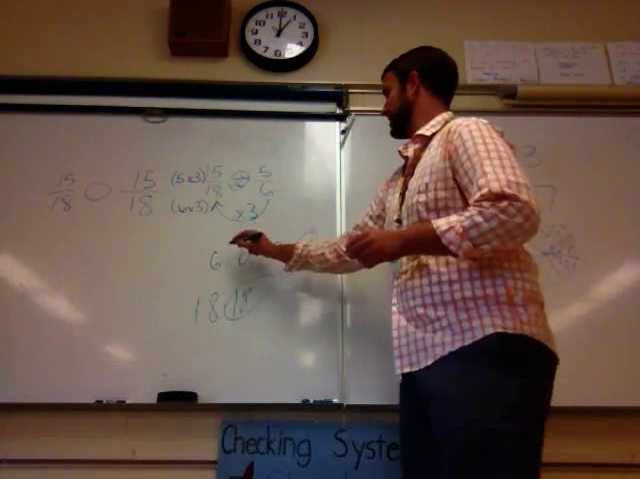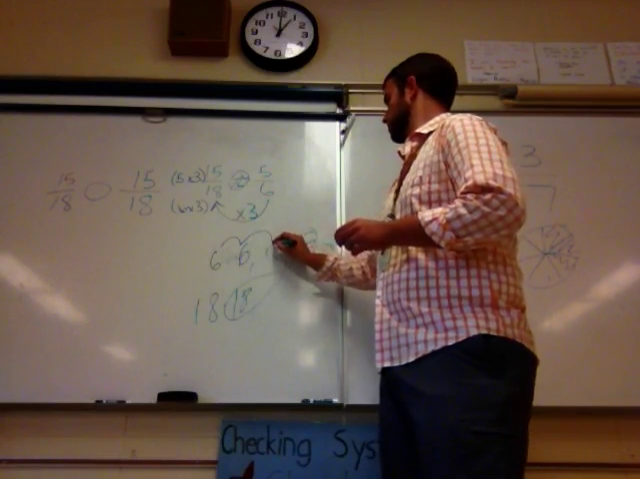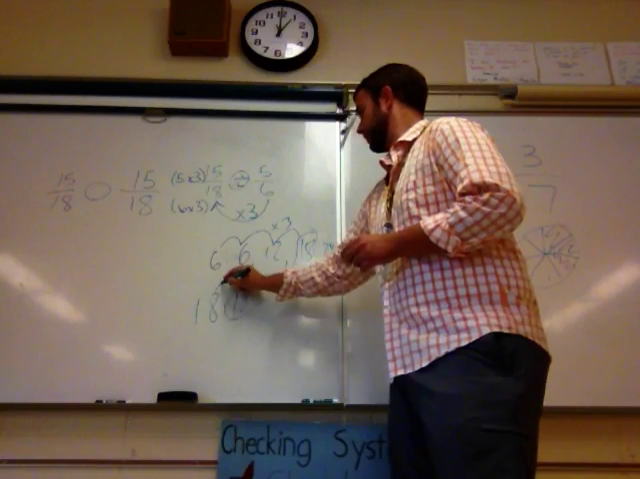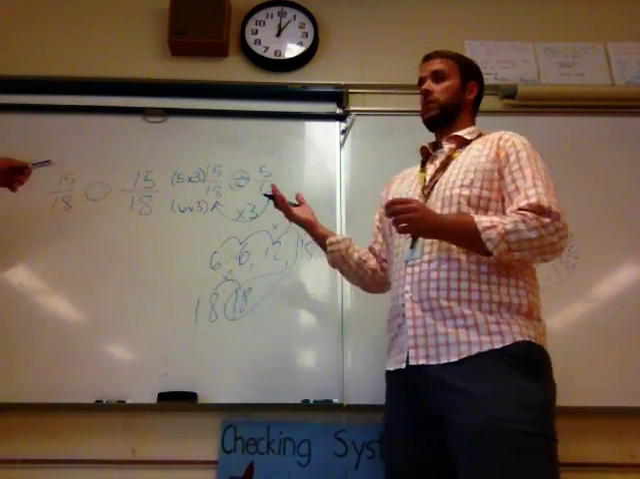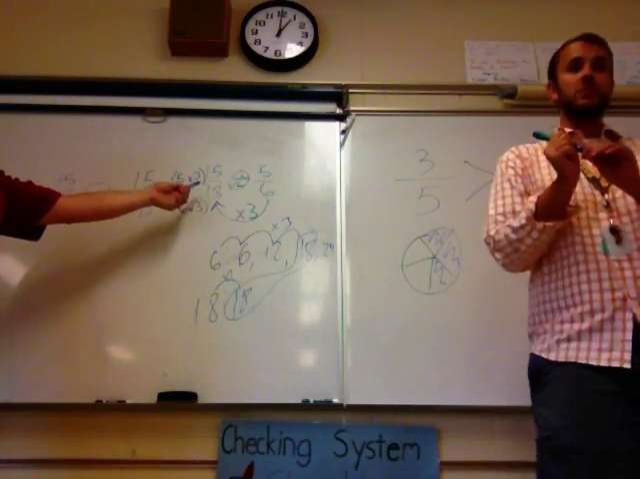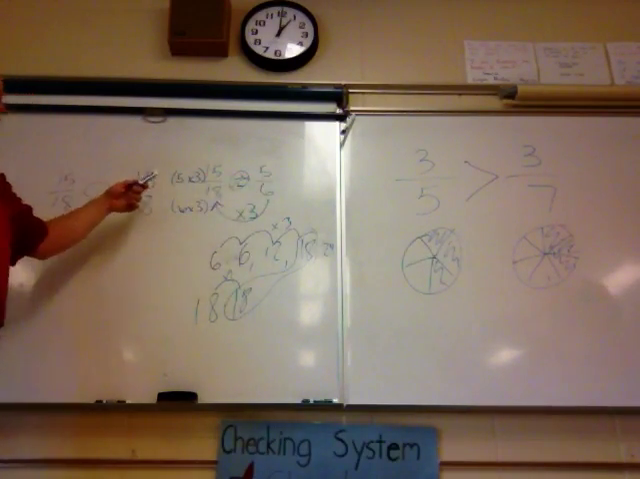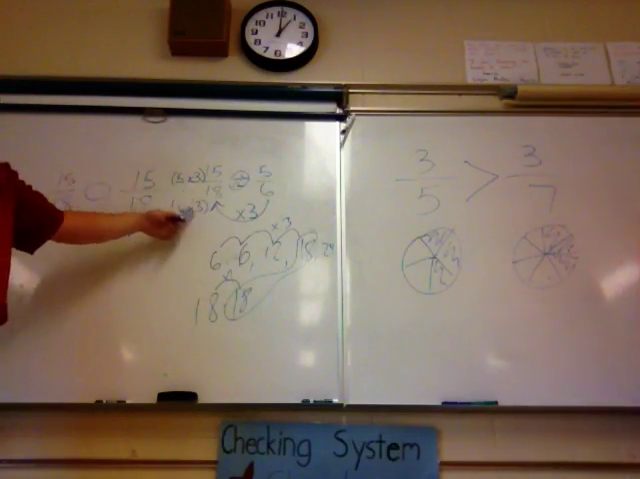How many times did we skip count to get to this? 1, 2, 3. So multiply by 3. How many times for this? 1. Times 1. So this one's not going to change, which we know anything times 1 stays itself. And this one we're going to multiply by 3, which, looky, lemon cookie. You did it. Or we did it.